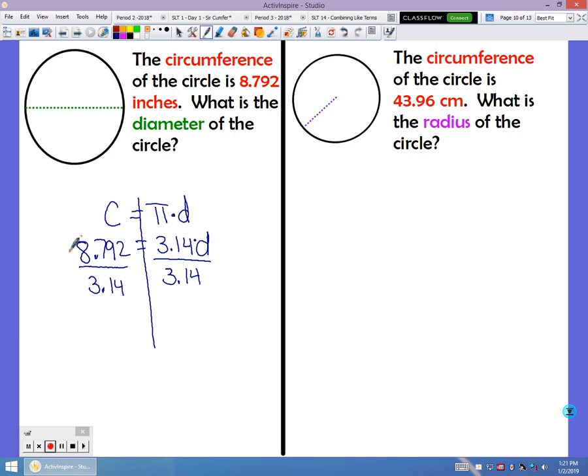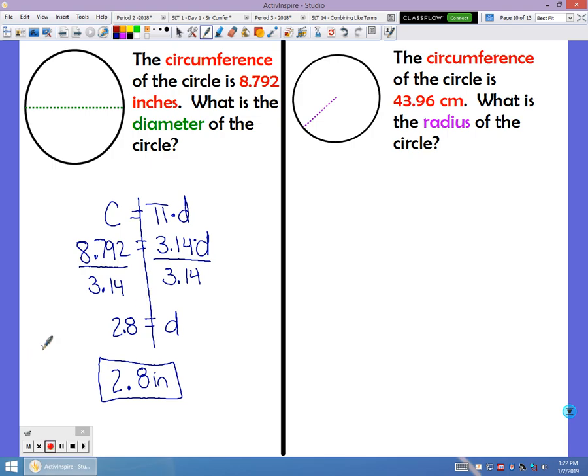Here's where your calculator will come in handy. Please feel free to use it. 8.792 divided by 3.14 is going to give me 2.8, or 2 8/10. That means that my diameter is 2 8/10 inches. Let's take just a second and look at this. This is a little bit different because we were missing a different value, the diameter. We had to do a different operation in order to solve it.